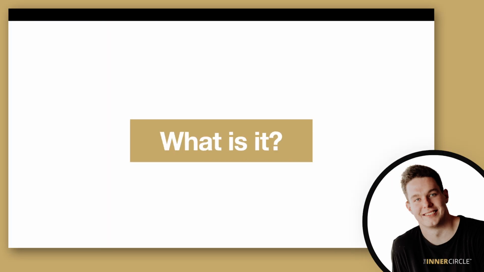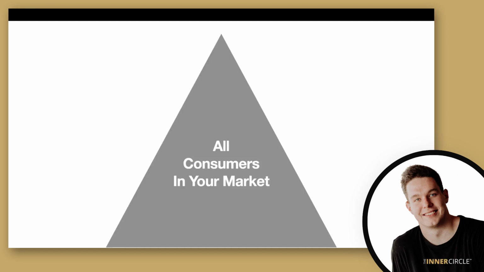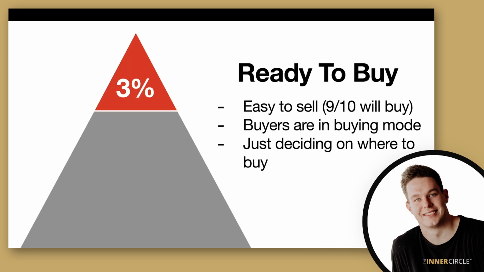So what exactly is the larger market theory? Well, if we could picture your entire market as represented by this triangle, and we understand that everyone that you could possibly attract, everyone you could possibly bring into your business fits inside of this shape, we can then cut this down into 4 unique segments which are going to represent the different parts of your market. So the top 3%, this is the 3% I was just mentioning, and this is the ready to buy, or what we call the buyers that are in buying mode.